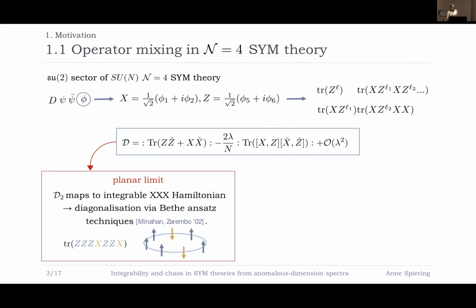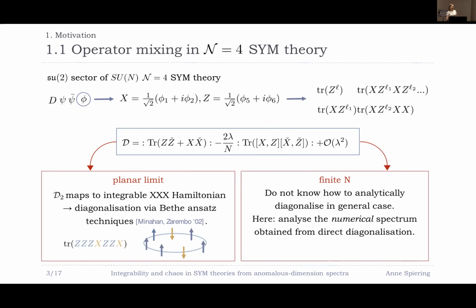At finite n, we don't quite know how to do this diagonalization in the very general case. Again, there are certain very impressive results for specific operators, but really in the general case, we don't know how to do this analytically. What we can, of course, also do at finite n, that actually reminds me.